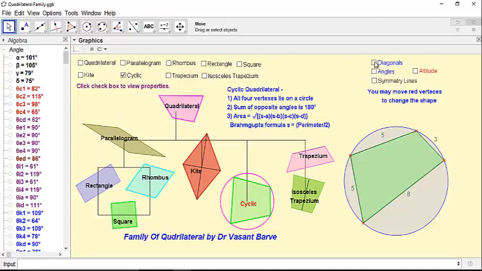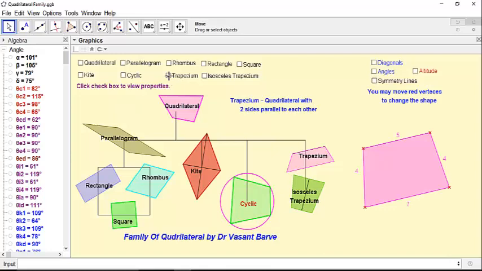Let's see what about diagonals. The diagonals need not cut at 90 degrees. They need not bisect each other. Now let's see the next one, the trapezium. The simple rule of a trapezium is that 2 of the sides are parallel to each other. Then you don't have any symmetry line, and no special property for the angles, nor for the diagonals.